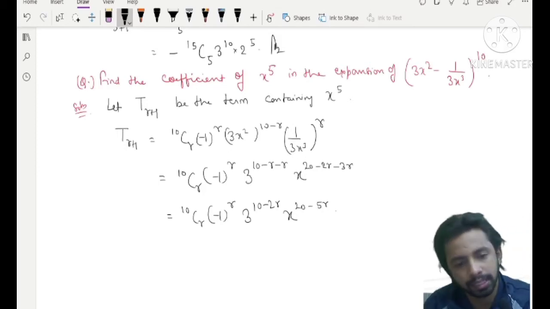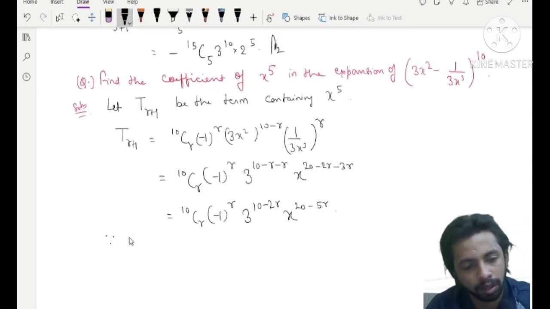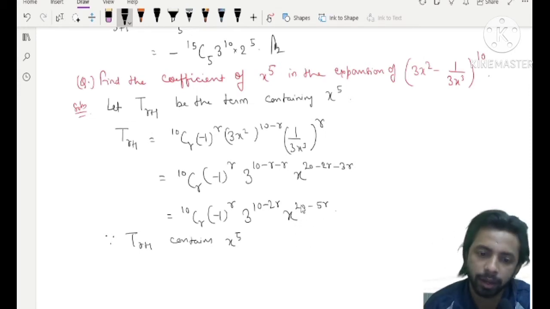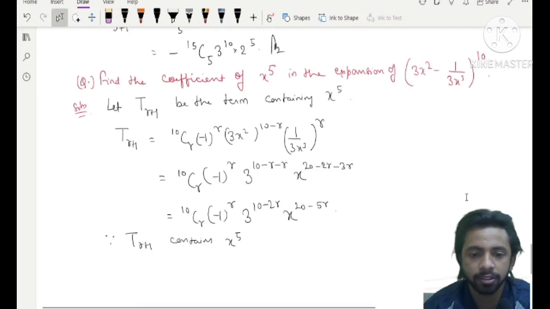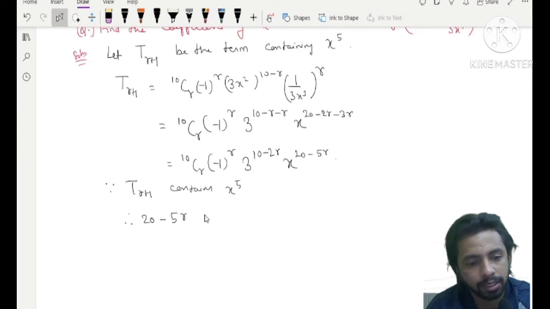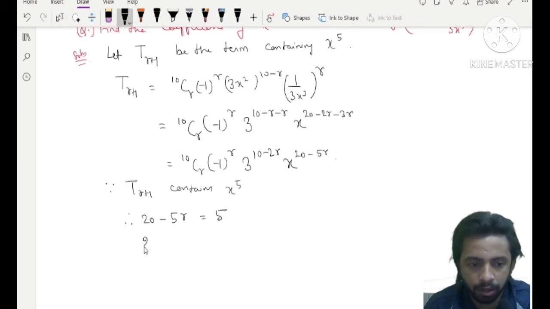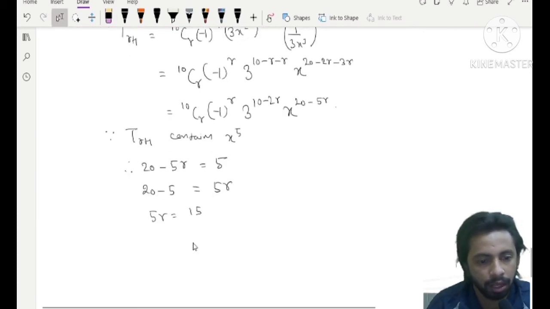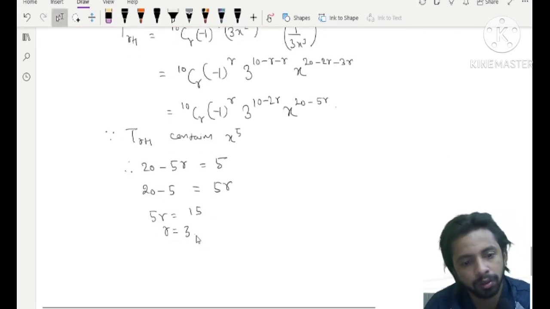Now since t(r+1) contains x to the power 5, that means 20 minus 5r should be equal to 5, isn't it so? Therefore 20 minus 5r must be equal to 5. So 20 minus 5 will be equal to 5r, 5r will be equal to 15, and r will be equal to 3.